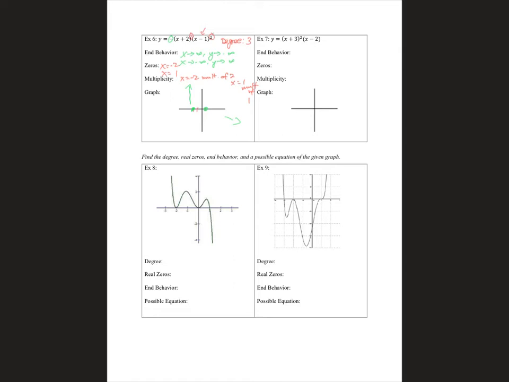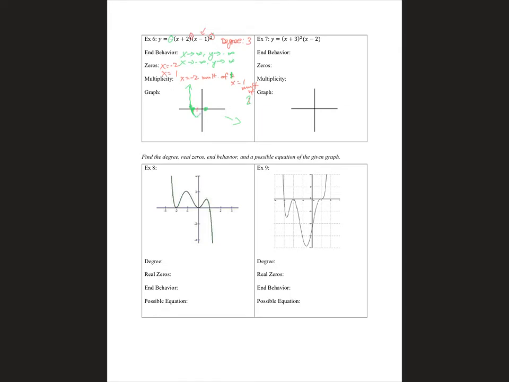Oh, I wrote these the wrong way. This should be a 1, and this should be a 2. So what do I know is happening at the zero of negative 2? Well, it has a multiplicity of 1, and that's linear. We know that if it has a multiplicity of 1, that's a degree 1, that's a linear function. So I know that it has to go through negative 2 like a line, like I just did.